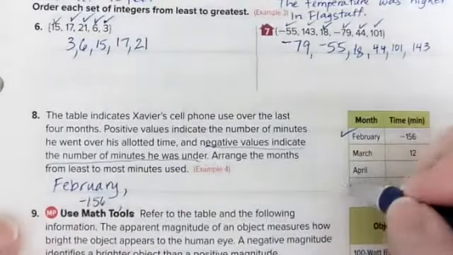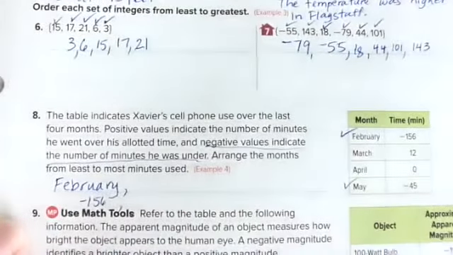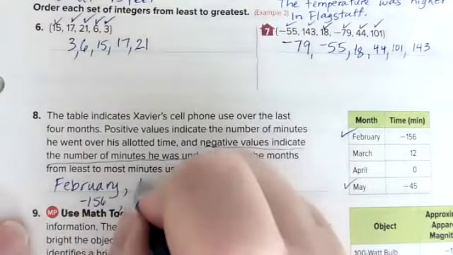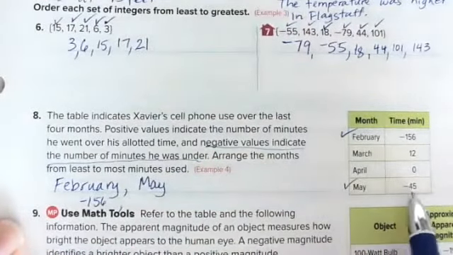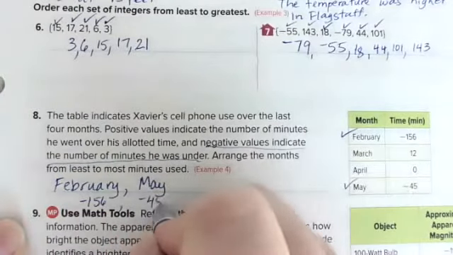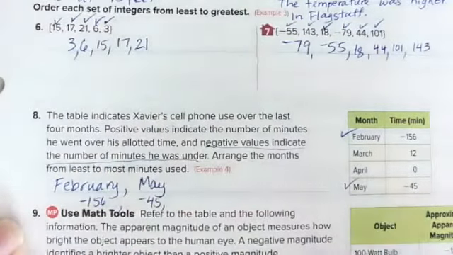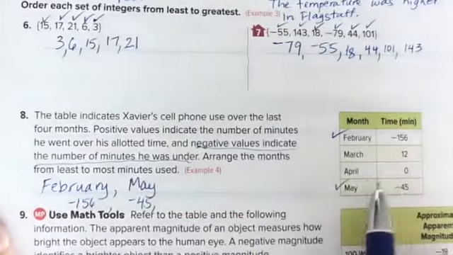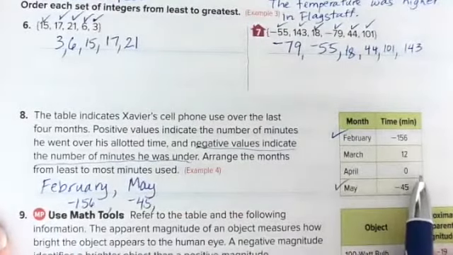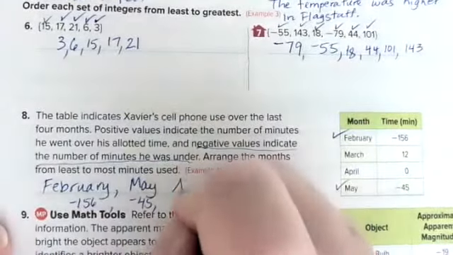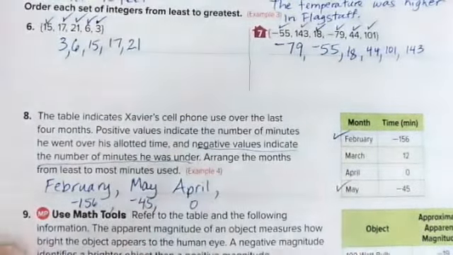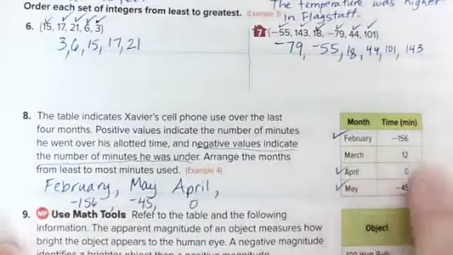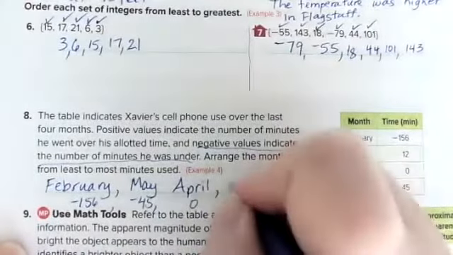Then the next least number of minutes used was in the month of May. In May, Xavier had 45 minutes left over, so that was the negative 45. Okay, and then April, he was exactly on the number of minutes. He didn't go over or under. So April was 0. And then March, he went over by 12 minutes.